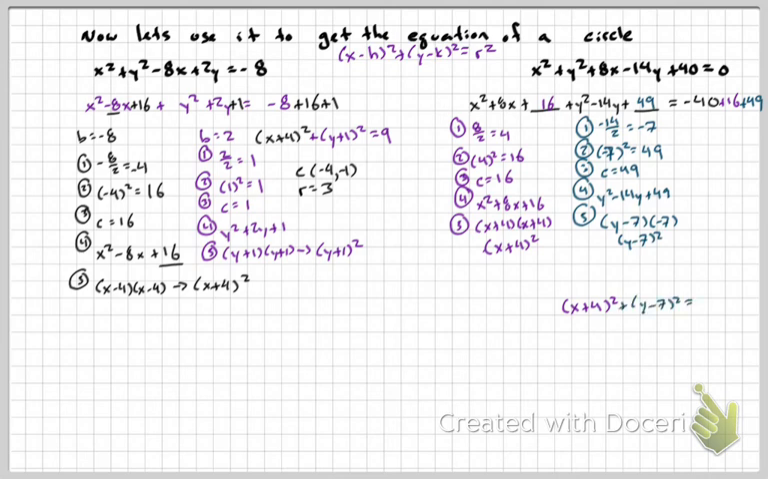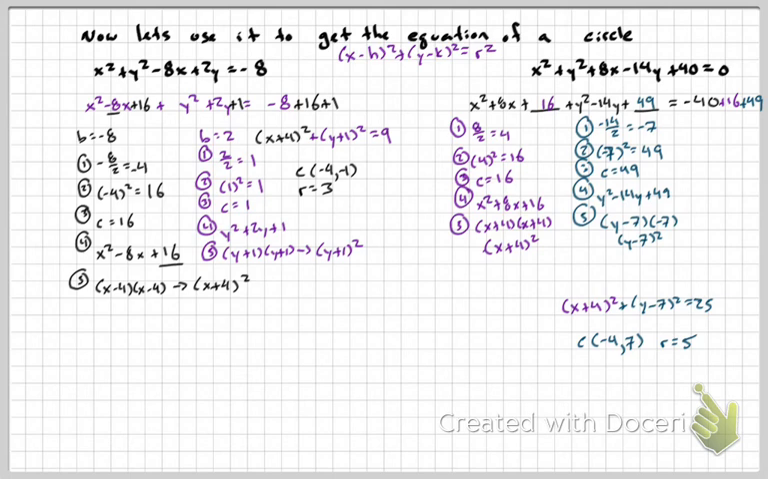And then adding up over here, negative 40 plus 16 plus 49. That gets us 25. So there's the equation of our circle. Our circle has a center at negative 4, 7 with a radius of 5. Okay.